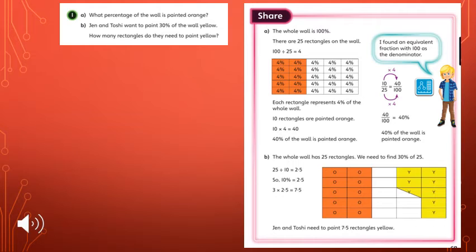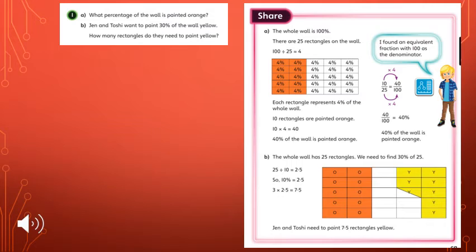It says I found an equivalent fraction with 100 as the denominator. So you've got 10 25ths is equal to 40 100ths. So 10 rectangles are painted orange. Then you have to work out 10 times 4, because that's how many rectangles you've got times how much each rectangle is worth, which means that 40% of the wall is painted orange.